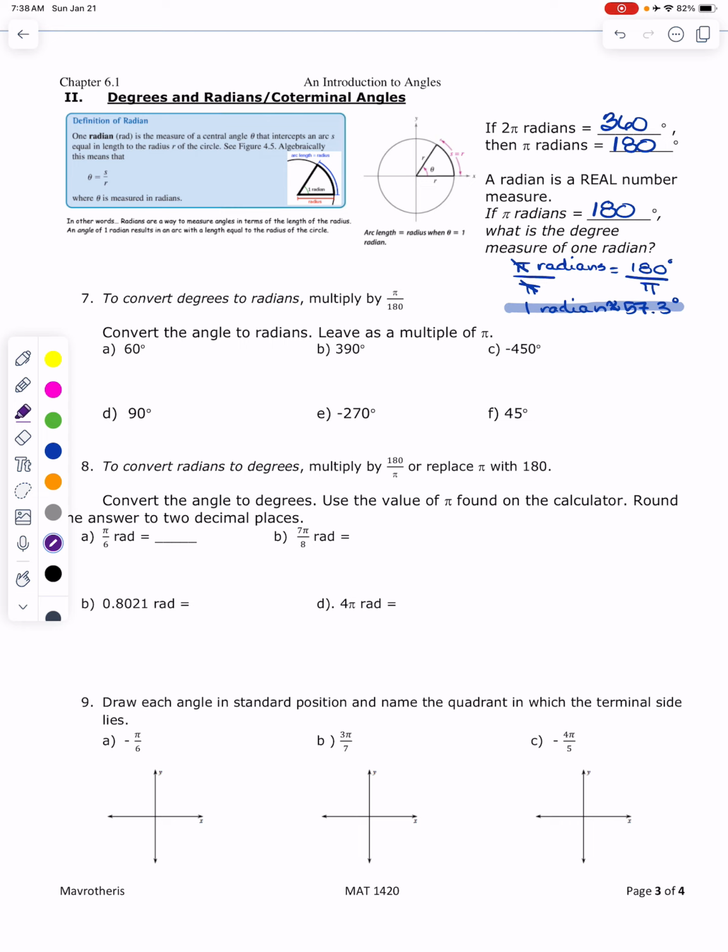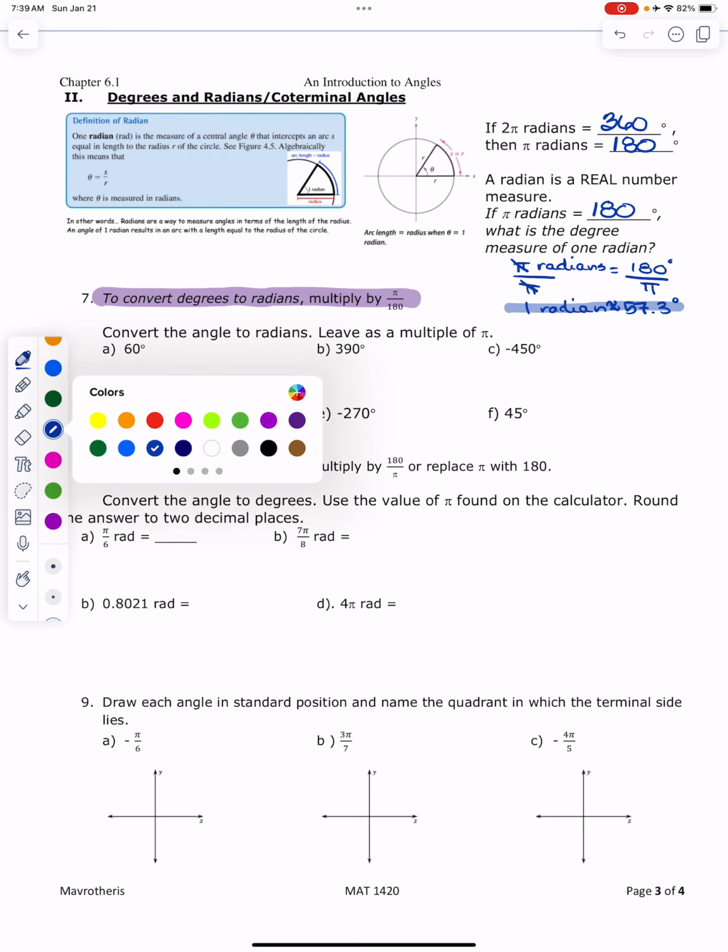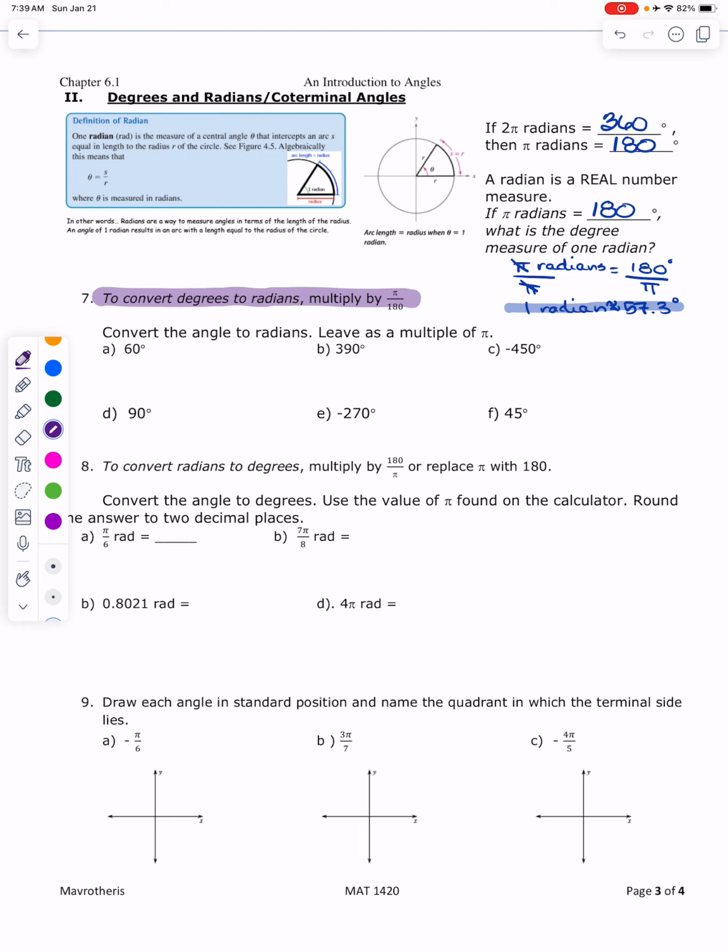To convert back and forth, we're going to use that unit conversion. Pi radians is 180 degrees. And actually, let me highlight this a little bigger because that is going to be used quite frequently. So let's convert some of these. A couple of things I want to point out. First off, typically we are going to leave these in the most simplified fraction. We are not going to convert to a decimal. We want this as exact as possible.